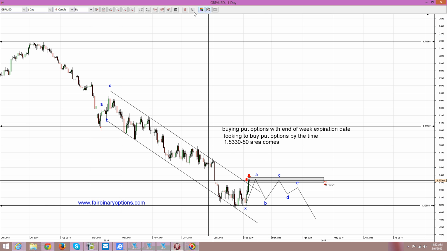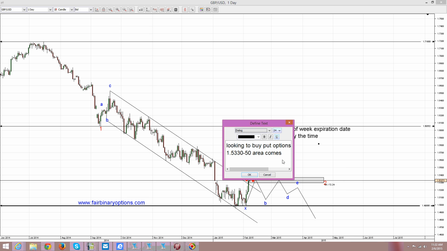But here we still want to add to the downside: put options with end of day expiration date. So let's try to put it here, buying put options with end of day expiration date.